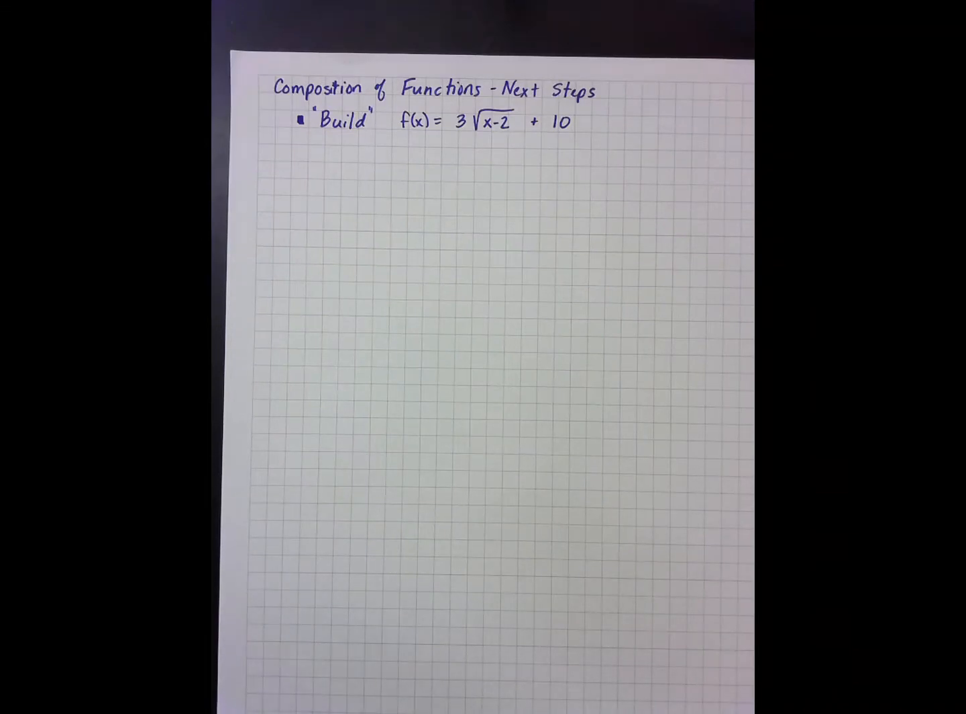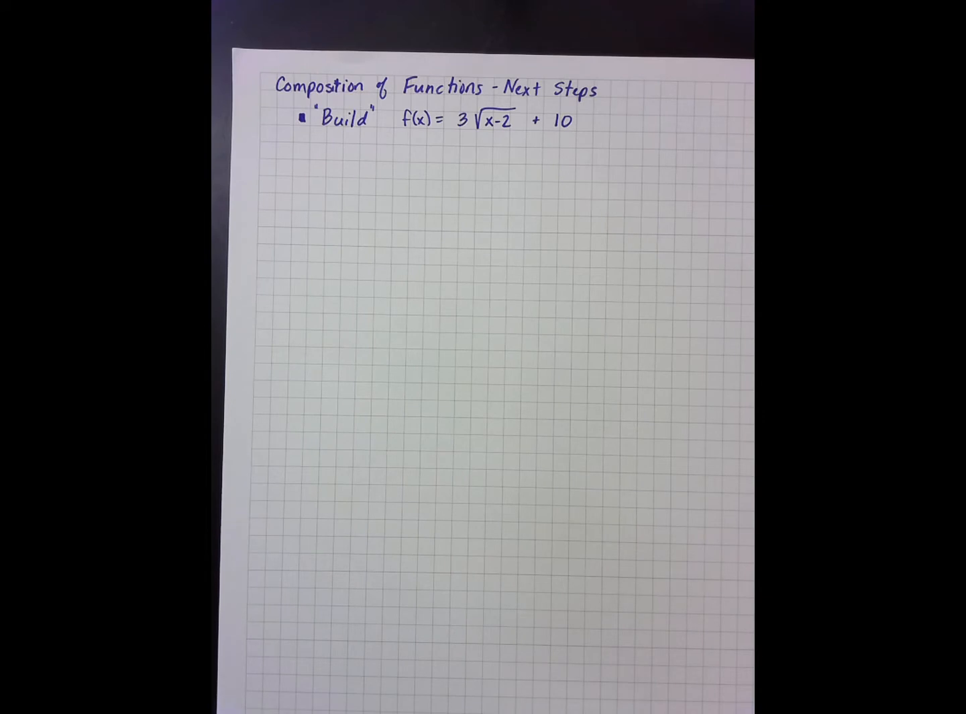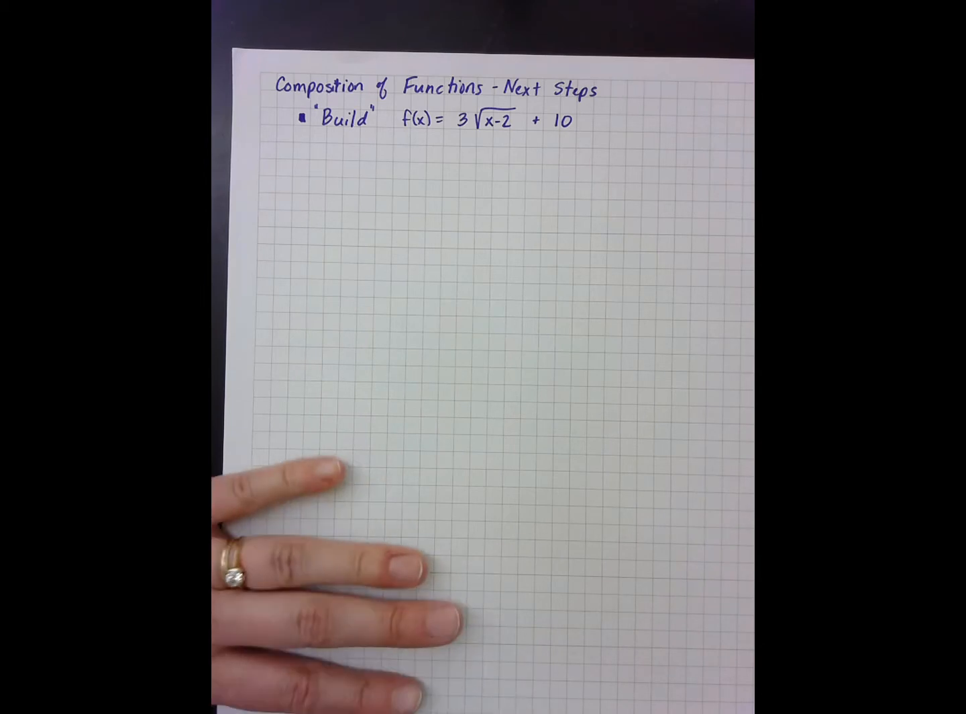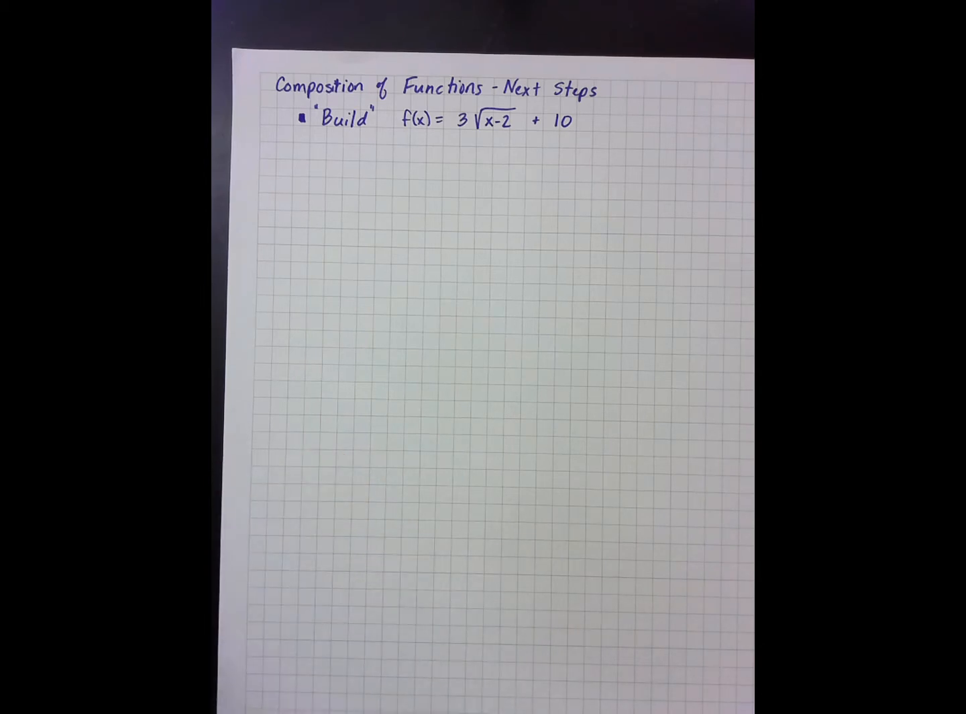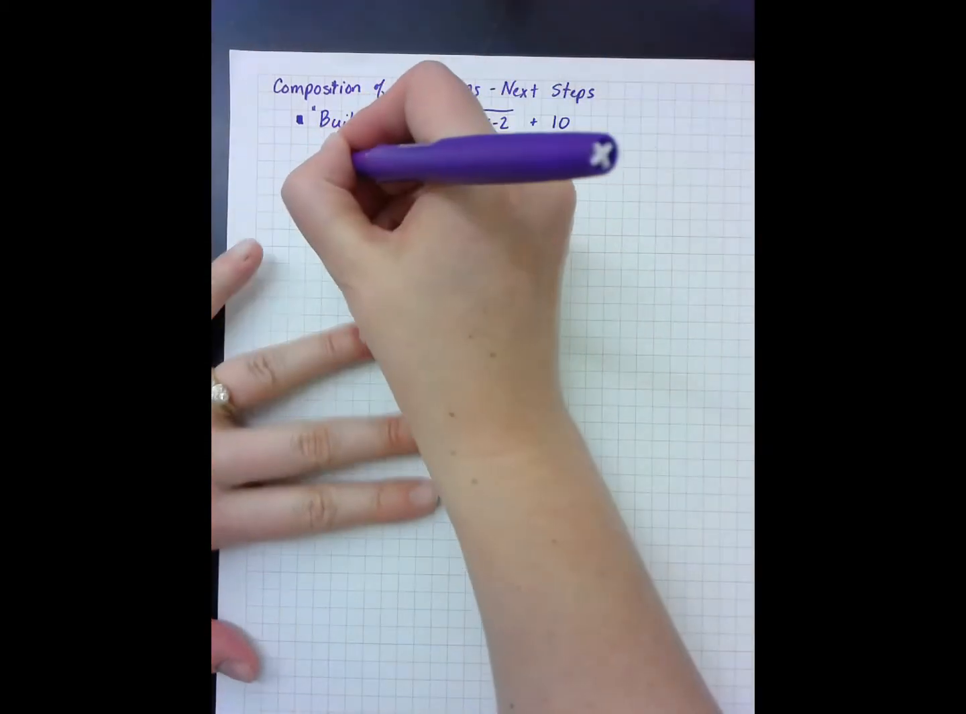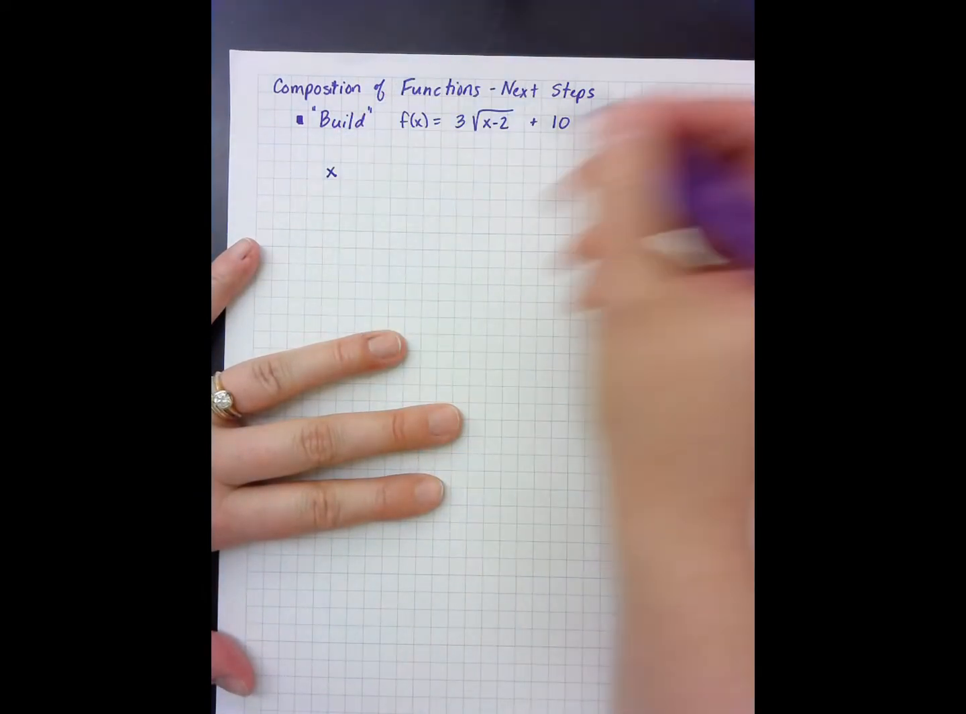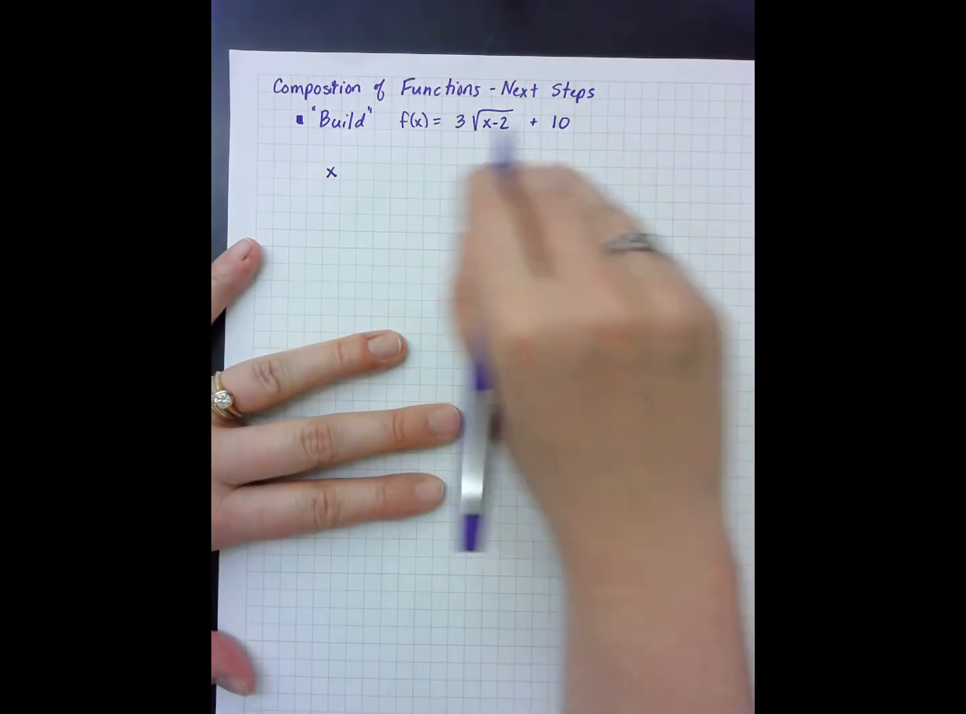These notes are on composition of functions next steps. This is building on what we did in Module 1 of Math 3 and Module 4 of Math 2, and also in Module 4 of Math 1. So when we talk about building, we talk about starting with x and ending with this function.